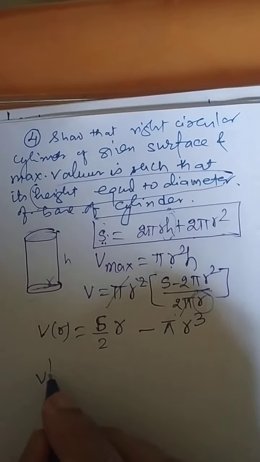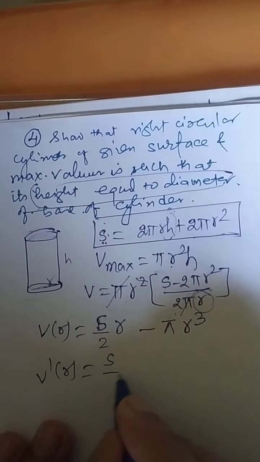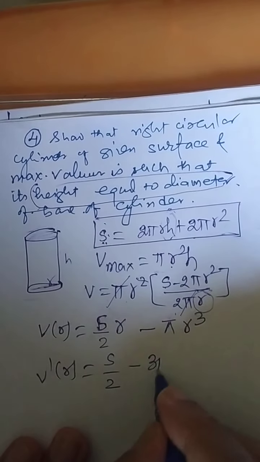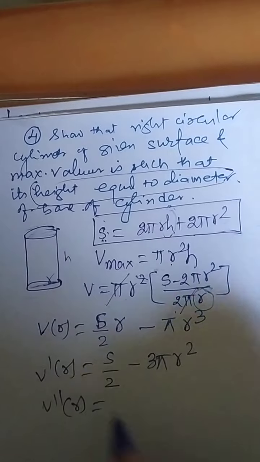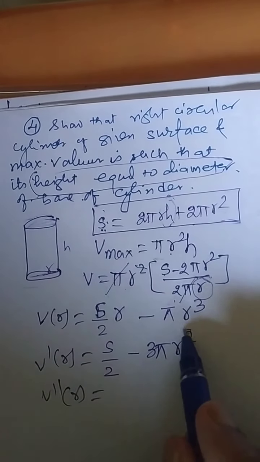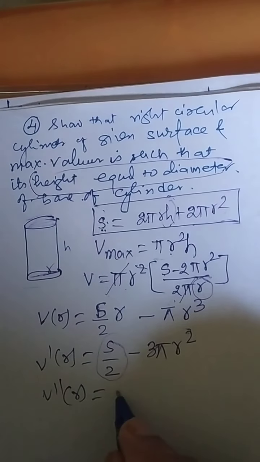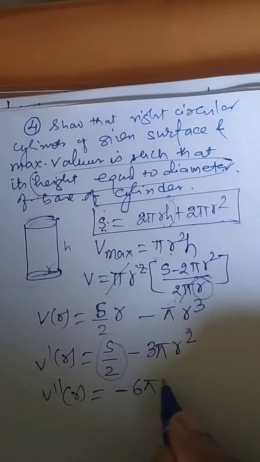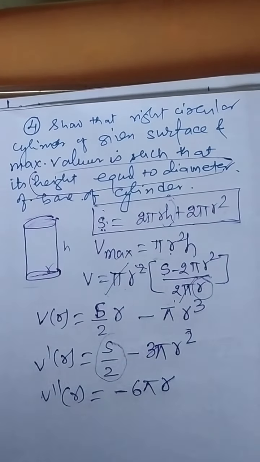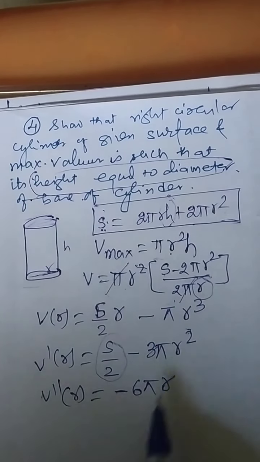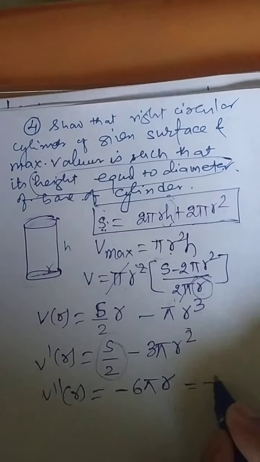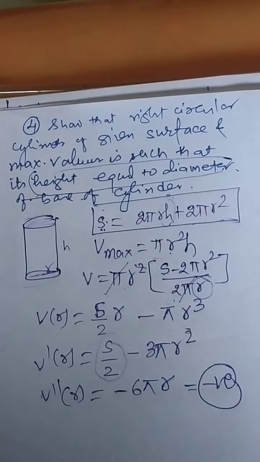Now V dash of R is nothing but S by 2 minus 3 pi R square. And V double dash of R will be, this is constant so it will be 0, minus 6 pi R. Now whether the second derivative is positive or negative totally depends upon the radius. But radius is always treated as positive, so you can conclude it will be negative. But how to get the value of R?